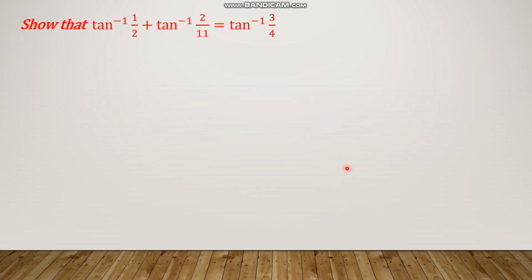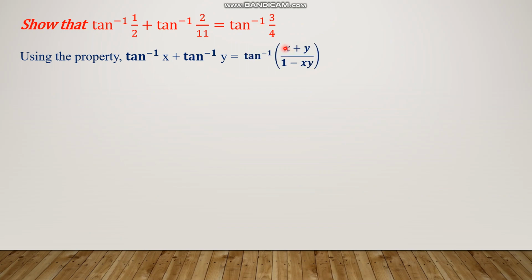Now, moving to the second problem. Show that tan inverse of 1 by 2 plus tan inverse of 2 by 11 is equal to tan inverse of 3 by 4. We derived a formula in the last video, which says tan inverse x plus tan inverse y is equal to tan inverse of x plus y divided by 1 minus xy. This problem uses this formula.